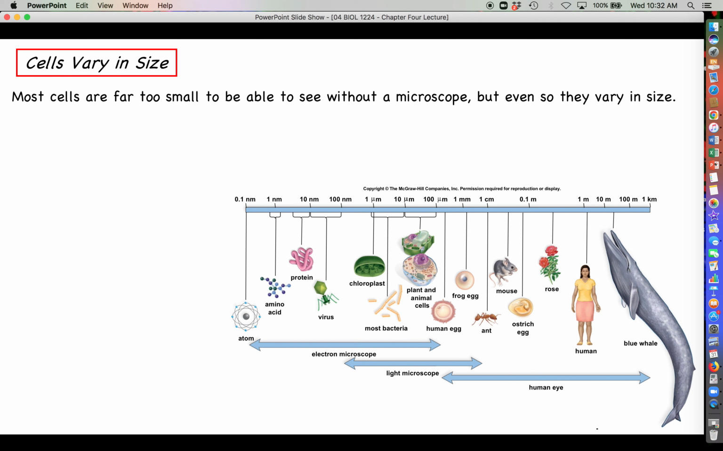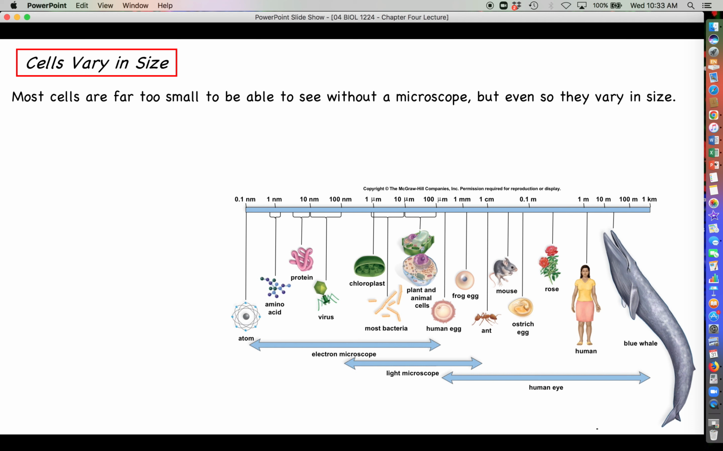Okay, so a lot of the tenets of cell theory are things that we have already discussed back in Chapter 1, so let's start talking about cell size. For the most part, cells are going to be much too small for us to be able to see without the use of a microscope, but even considering that, cells do vary in size just a little bit.